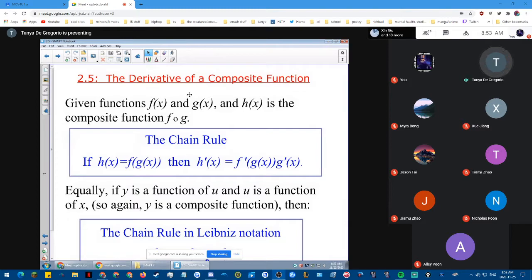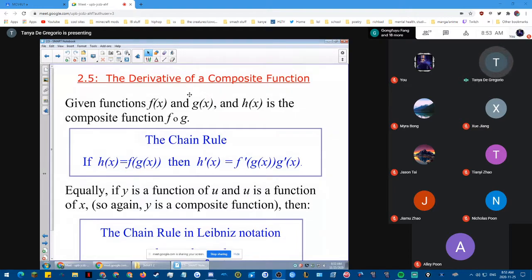Okay, do you guys remember what a composite function is? Who remembers what the composite function is? Does anyone remember what a composite function is? It's a function within a function, right? So it's when you have, for example, f at g at x. So you have two functions and you're subbing one function into the other.